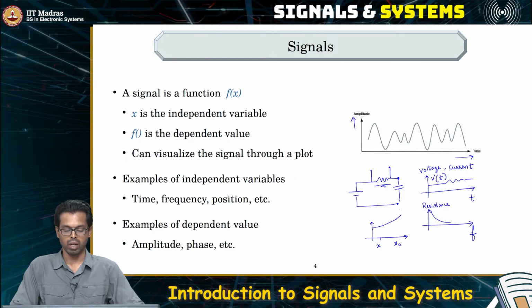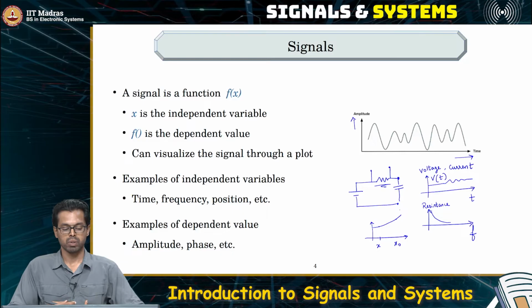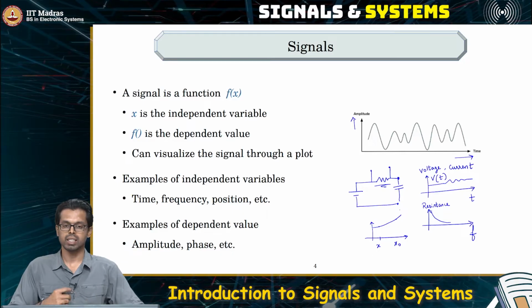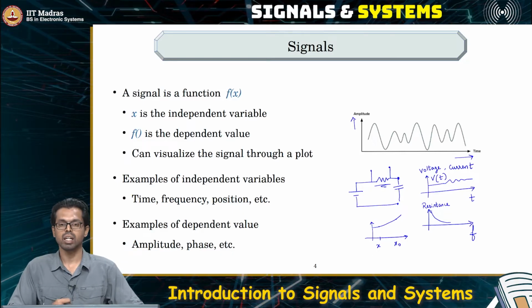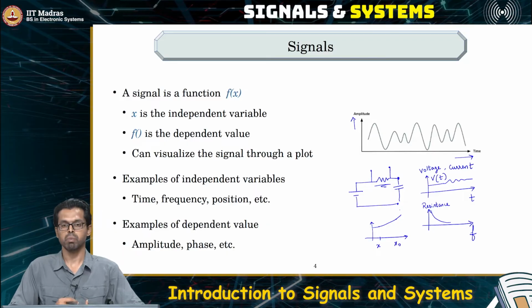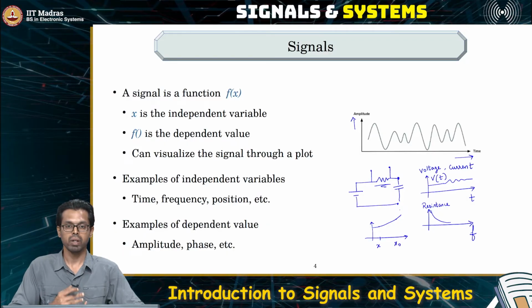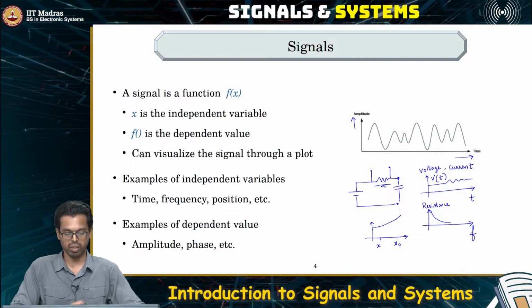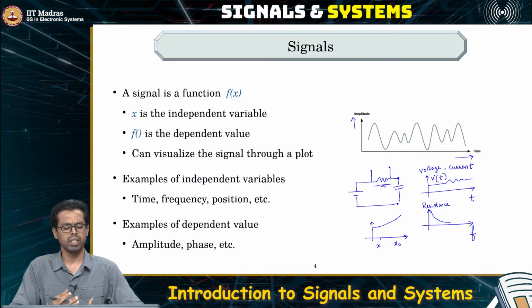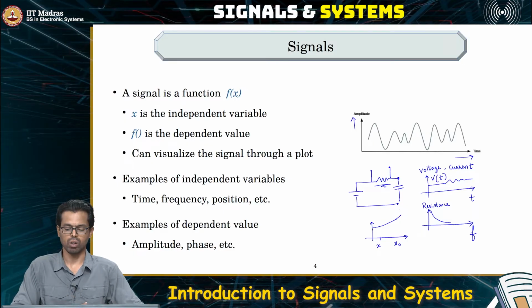So you can plot your speed or your temperature or your energy, whatever, as a function of your position as well. So we can have the independent variable be time or frequency or position, and something that changes in relation to this independent variable can be plotted as a dependent value on the y-axis. So this is what we call a signal. Typically, this dependent value can be amplitude or phase or anything.